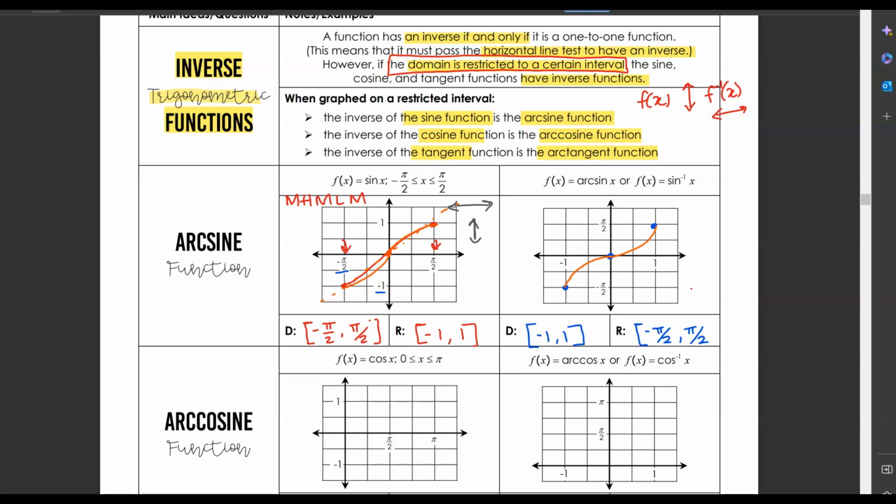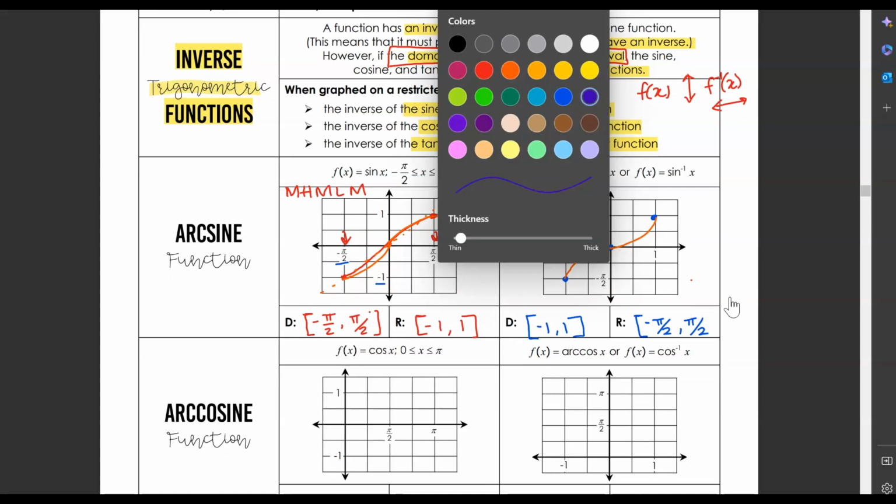So you can kind of think of all of those pairs are going to be swapped out. So we argue that concavity is going to change with the arc sine function. All right, let's take a look at the next function here.